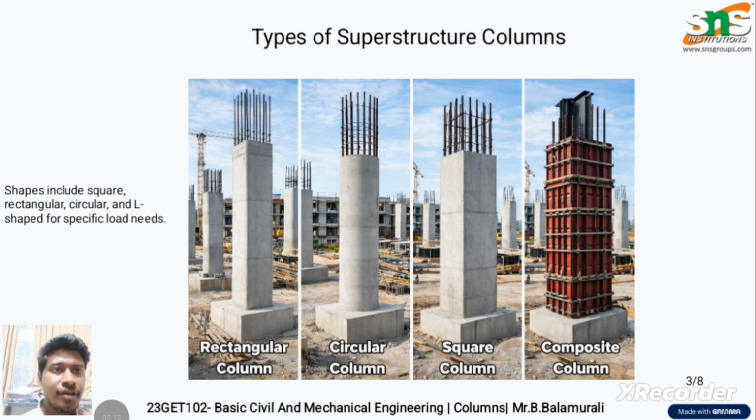So the types of superstructure columns are rectangular column, circular column, square column, and composite column. So the shapes include these four for specific load needs. Based on the load needs, these shapes can be implemented in various applications as required.